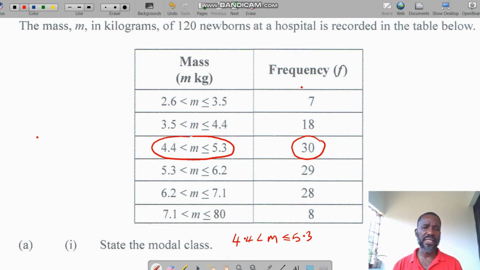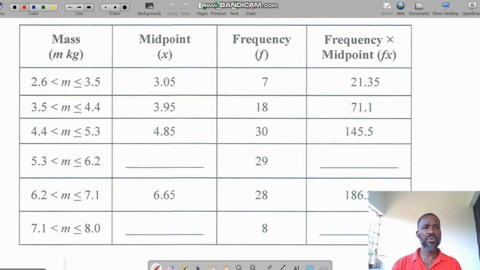So what the modal class is telling you is that this is the class in which most of the babies were born. That's greater than 4.4, but less than or equal to 5.3. Next, so move on to the next question.